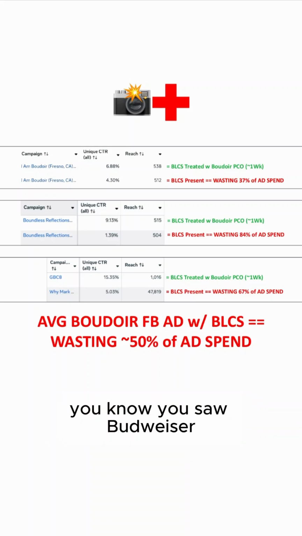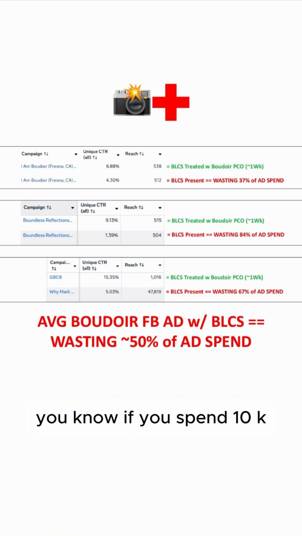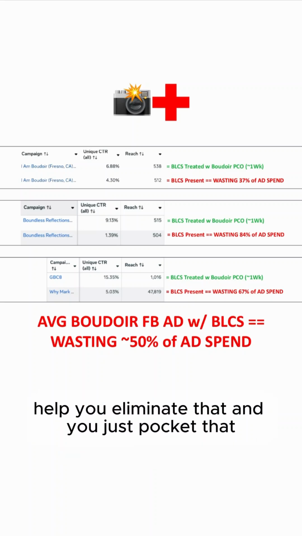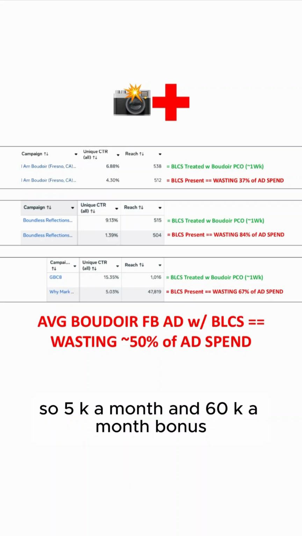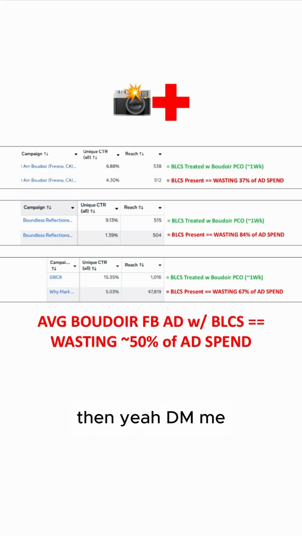If you want this outcome, you saw Boudoir Pico could save probably approximately, if you're spending 10K, approximately 5K a month. It can basically eliminate that wasted ad spend, and you just pocket that, you don't have to spend it. So 5K a month, kind of 60K after 12 months bonus. And so if you want that outcome, then yeah, DM me.